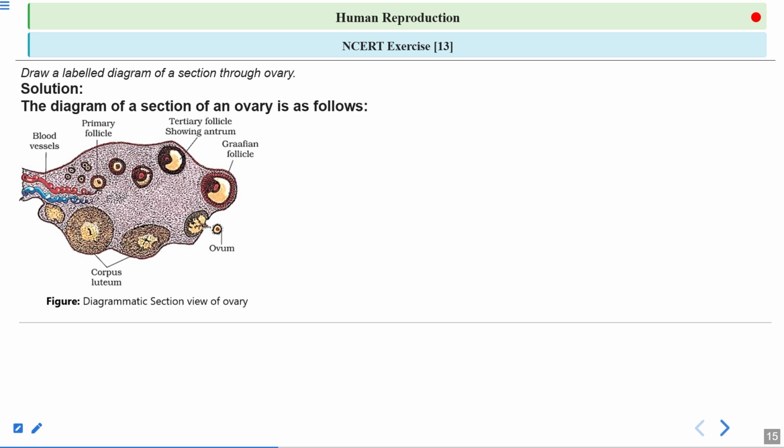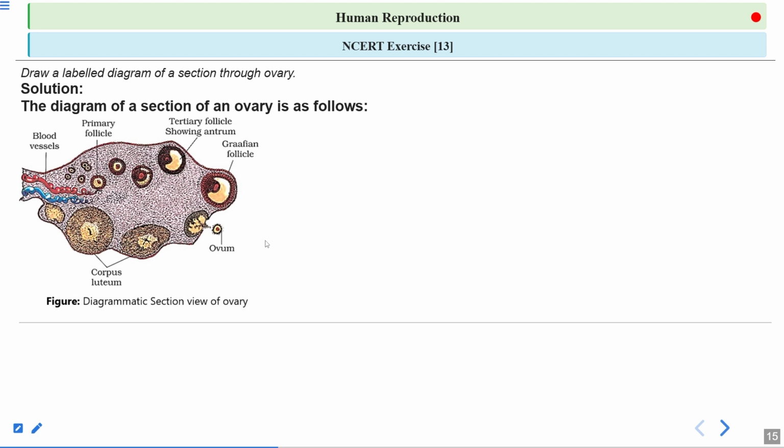First of all, you can see the primary follicle. From the primary follicle, the secondary follicle will develop. From the secondary follicle, the tertiary follicle will develop. The tertiary follicle will transform into the Graafian follicle. Then the Graafian follicle ruptures to release the ovum. And the remnants of the Graafian follicle transform into the corpus luteum.